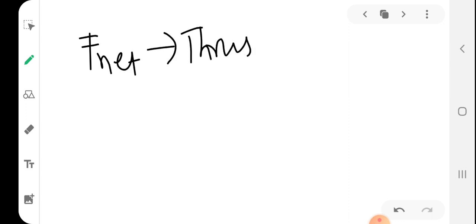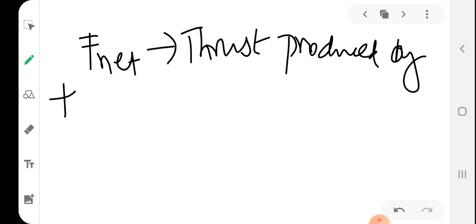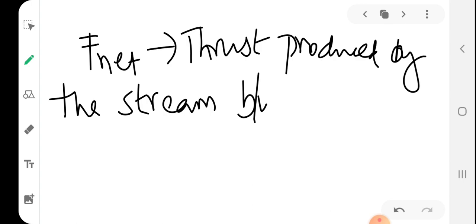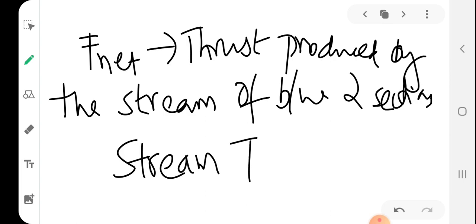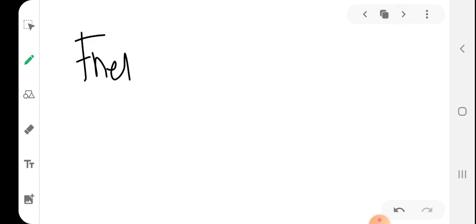Thrust produced by the stream of flow taking place between two sections is also known as stream thrust. So stream thrust is nothing but F net, which can be calculated by taking the difference between the impulse function at both sections, F2 minus F1.